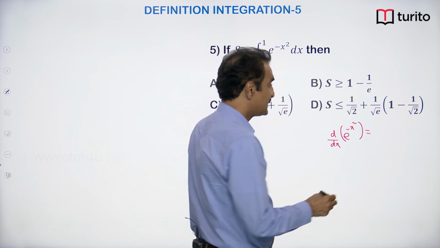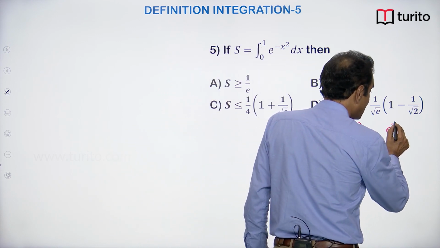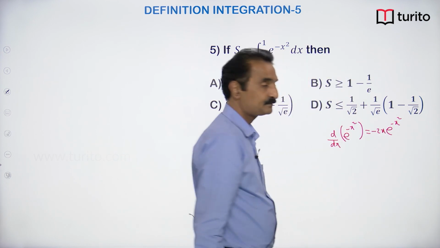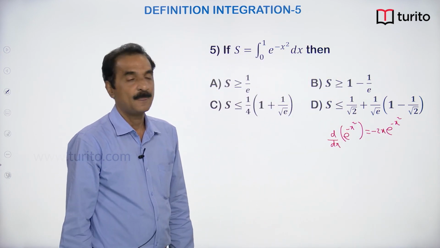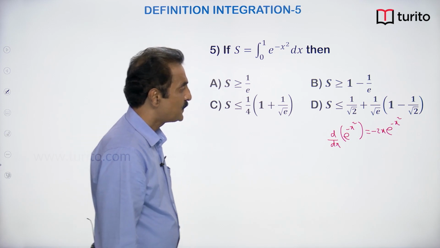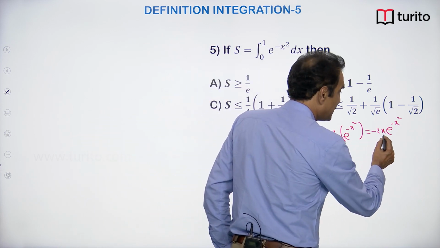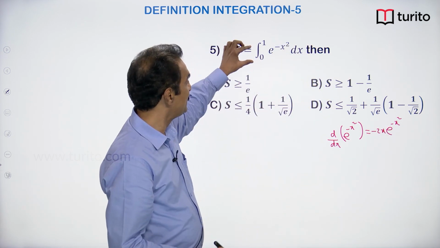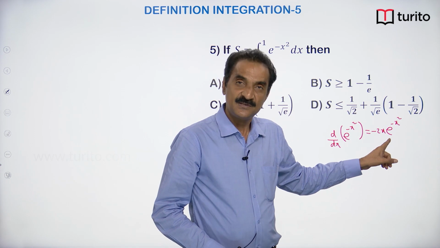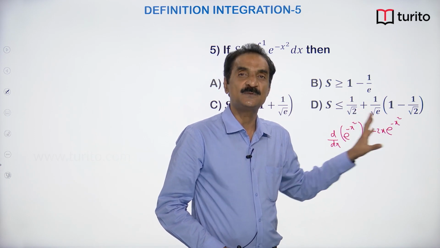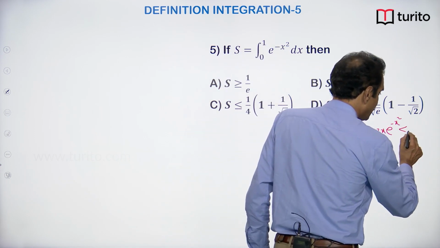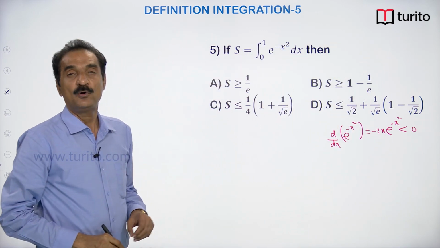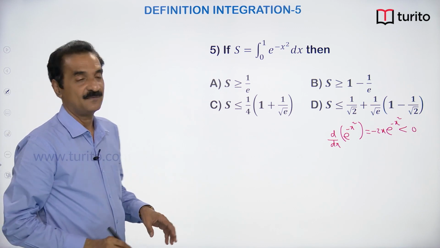Derivative of e power minus x square is e power minus x square into minus 2x. Then if x is positive, it is negative. In the interval 0 to 1, it is negative because e power minus x square is always positive. So in the given interval 0 to 1, e power minus x square is a decreasing function.